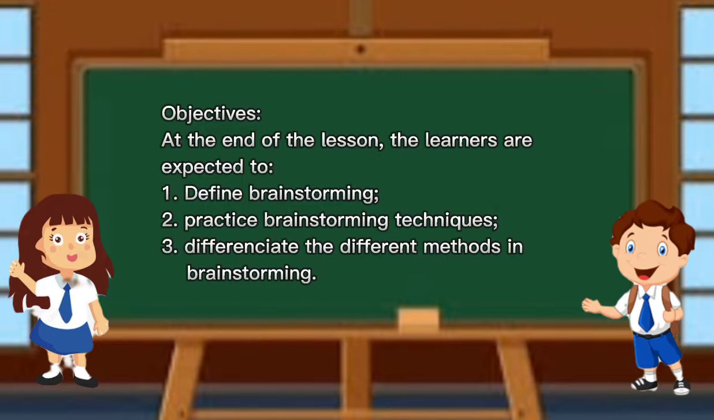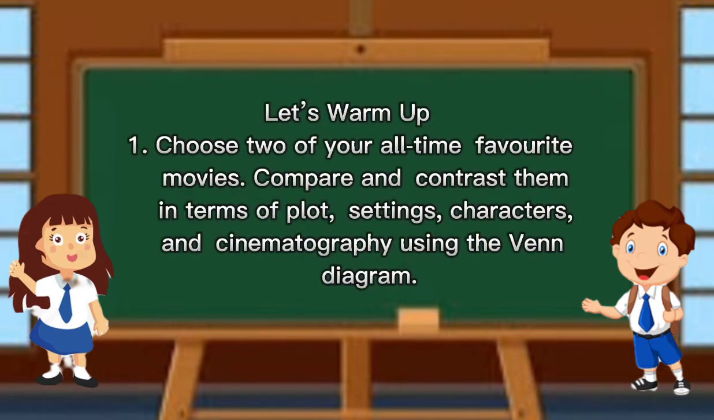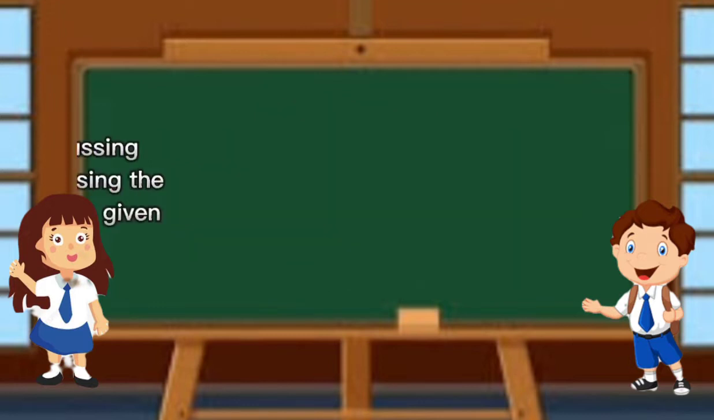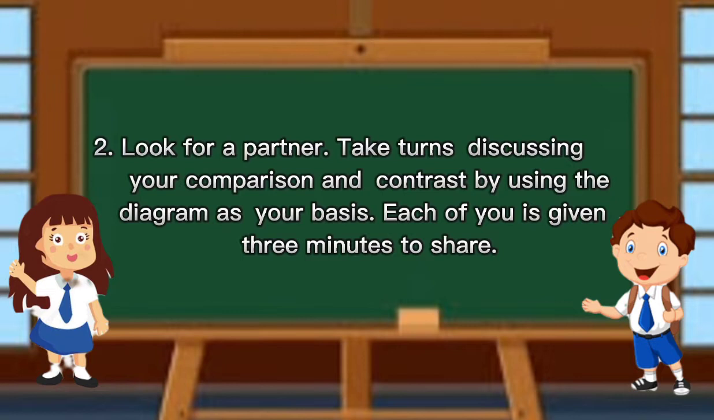Let's warm up. 1. Choose 2 of your all-time favorite movies. Compare and contrast them in terms of plot, settings, characters, and cinematography using the Venn diagram. 2. Look for a partner. Take turns discussing your comparison and contrast by using the diagram as your basis. Each of you is given 3 minutes to share.